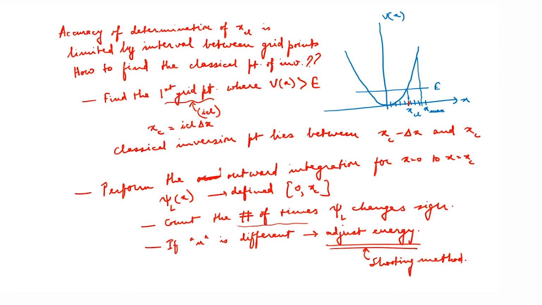Another thing to keep in mind is that in all the cases your wave function will not have any nodes beyond the classical point of inversion, because that is the region where the presence of the particle is classically forbidden, and the wave function behaves as an exponentially decaying function. There will be no oscillations in the wave function. Hence, we do not find nodes beyond x c. So, this is about the outward integration.